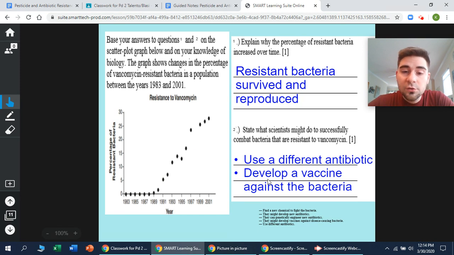Or you could develop a vaccine against bacteria instead. So rather than just using antibiotics at all, why not just inject with vaccines and allow your immune system to attack the bacteria? So that avoids this whole issue of resistant bacteria, right? The vaccine will help your immune system fight against them.